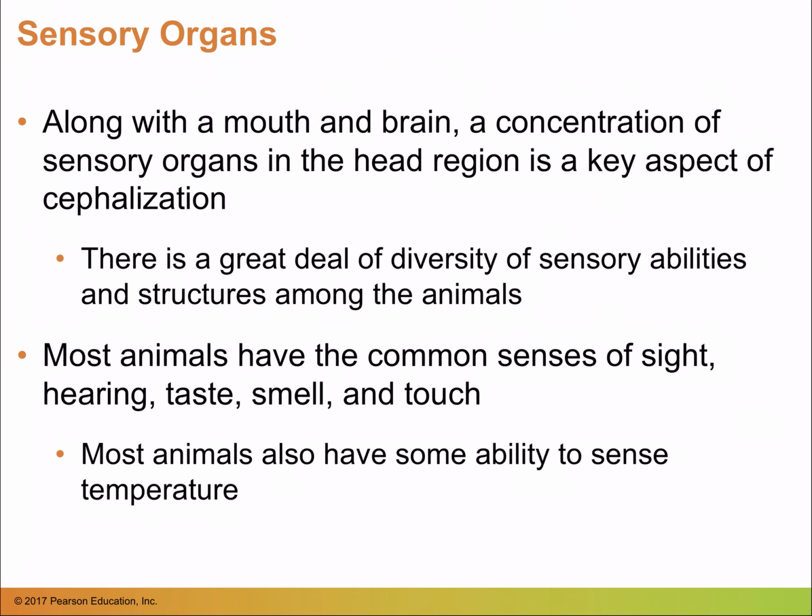So the mouth, the brain, very important. Concentration of sensory organs. I said that that's something that's really going to be important and very advantageous. A whole lot comes with having a brain, so you have a whole lot more sensory abilities when you have a concentration of neurons in one spot. So the senses of sight, hearing, smell, taste, and touch are common among most animals. And animals also have the ability to feel temperature changes.